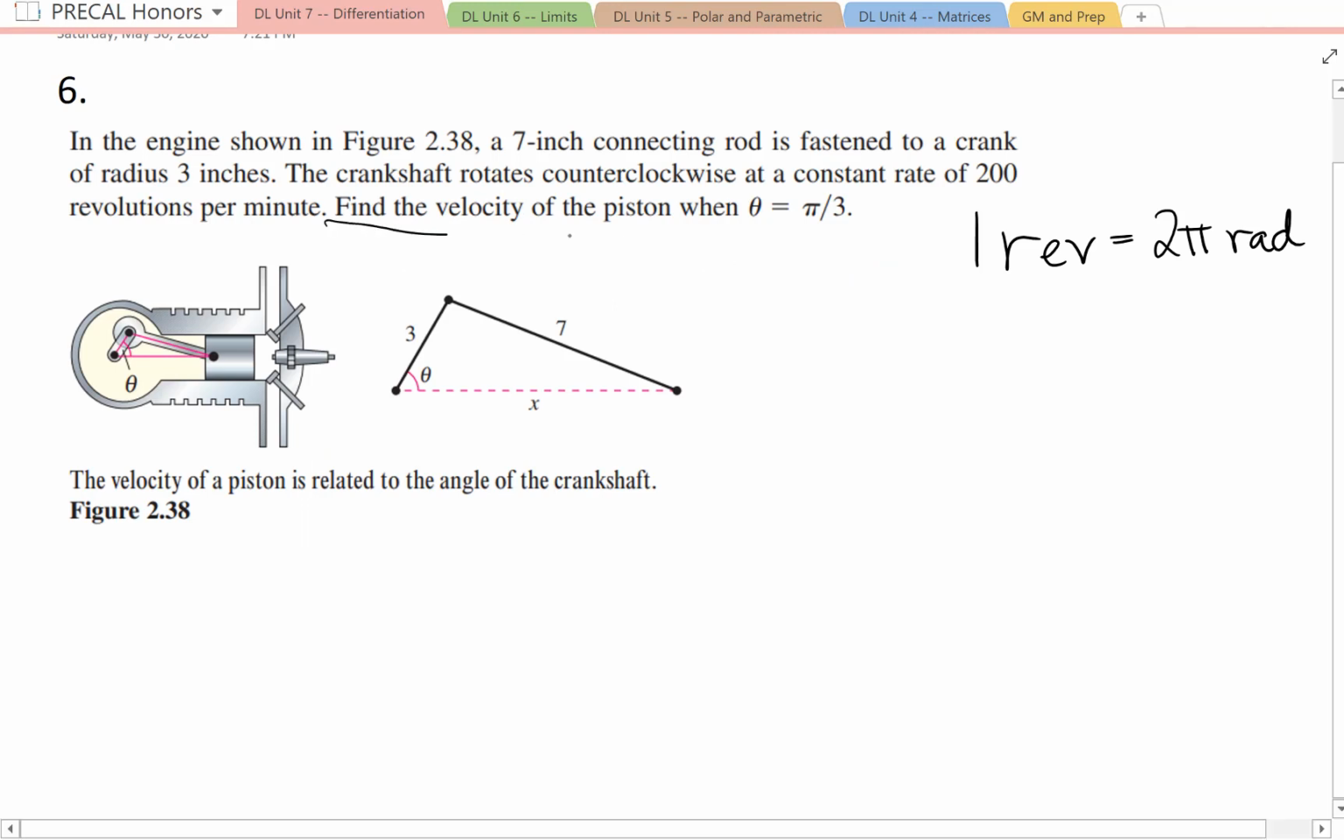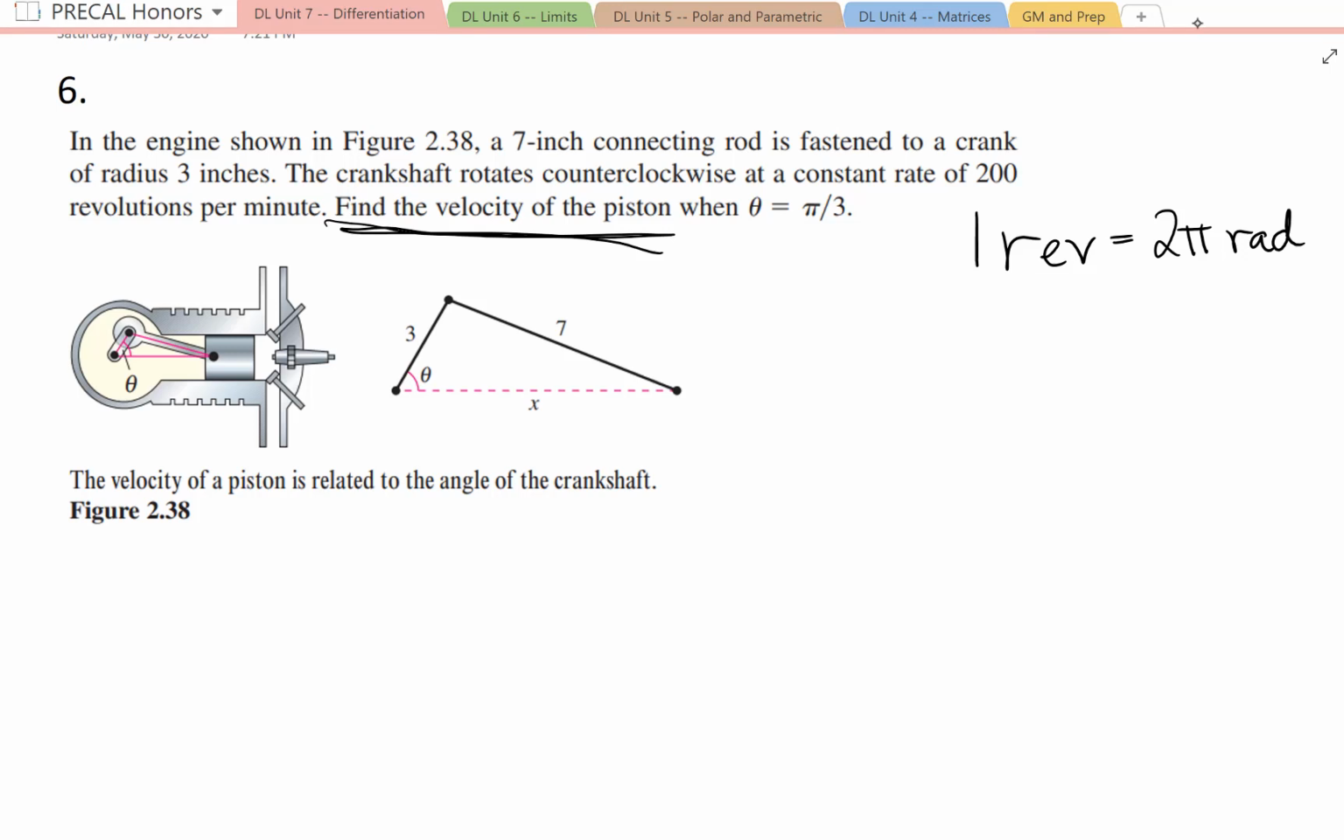We're trying to find the velocity of the piston. Okay, velocity of the piston is going to be the change in this x value. But how do we relate 3 sides of a non-right triangle and an angle? We do have a relationship between the sides of a non-right triangle and an angle inside. It's called law of cosines.